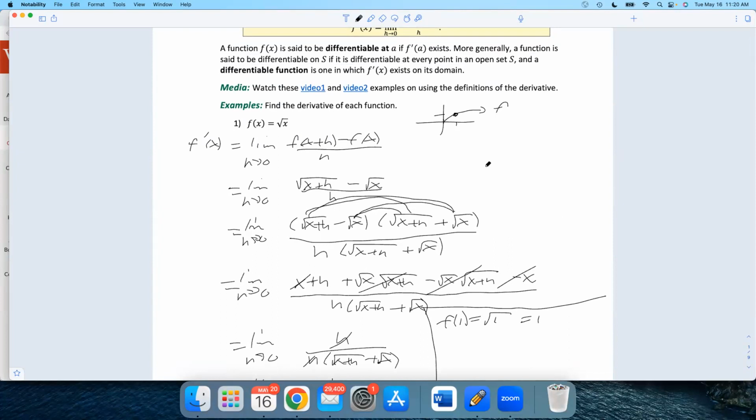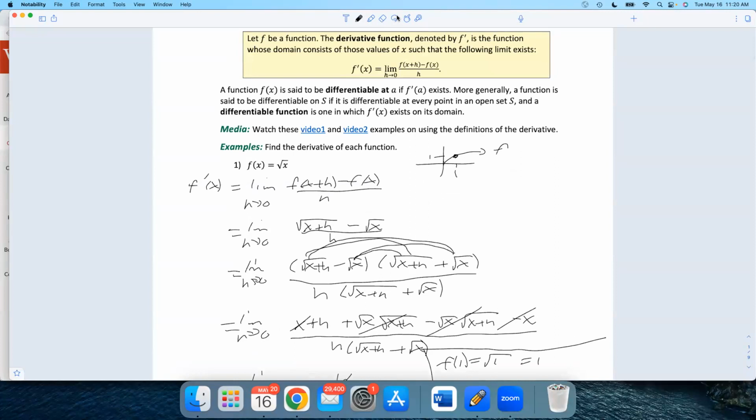That's on the original function. That's just a y value on the original function. The derivative at that point would give me the slope of the tangent line at that point. So let's draw that in blue. So the tangent line will just come in and just touch the graph at that one single point, just barely kisses it.